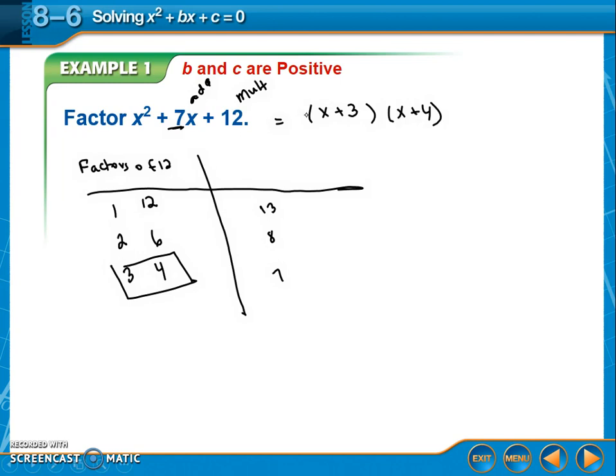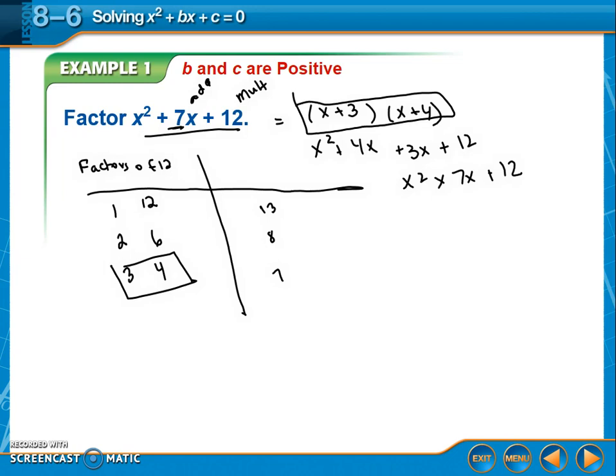What we did is we took something that had been FOILed, basically. If I were to FOIL this, I would get back to my original thing: FOILing my first terms, my outside terms, my inside terms, and my last terms. Combining like terms, I get back to x squared plus 7x plus 12. So this is my answer, and we just showed that it worked when we re-FOILed it.